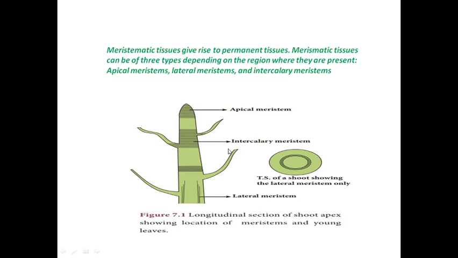Now, number two is intercalary meristem. The meristem which is present in between the permanent tissues is called intercalary meristem. And number three is lateral meristem. Lateral meristem is present on the lateral sides of a plant, and that forms the lateral meristem. I hope this is clear to you.